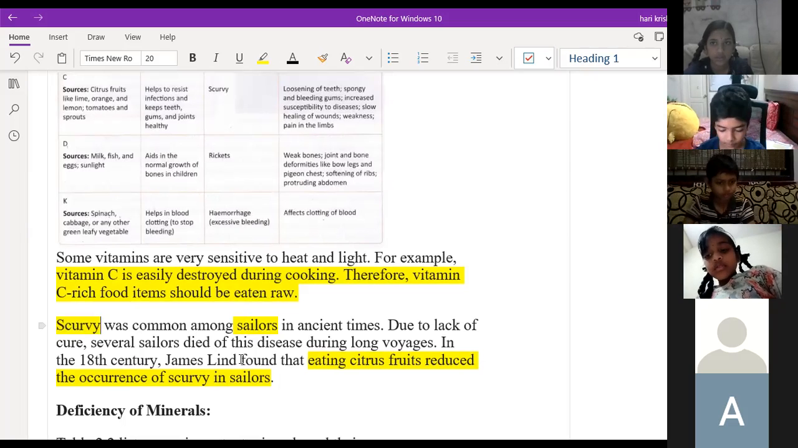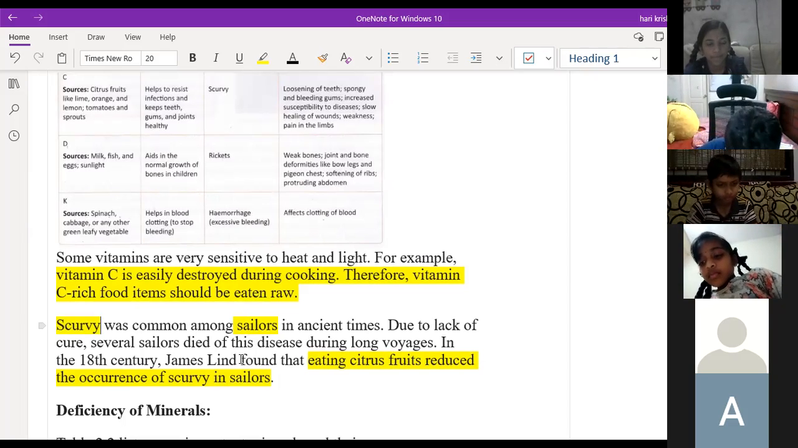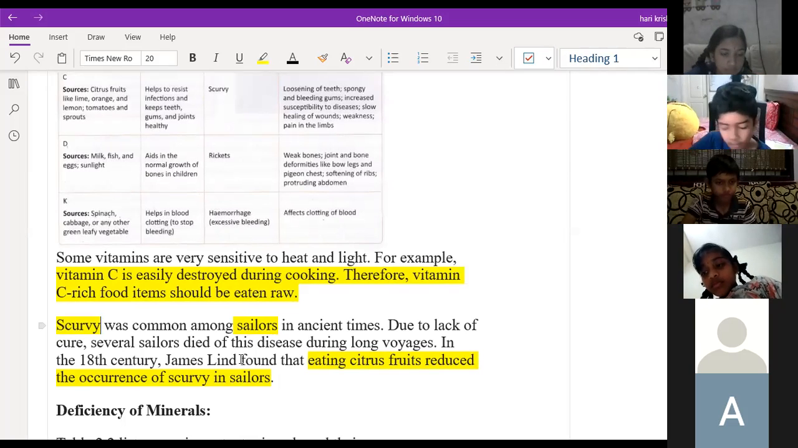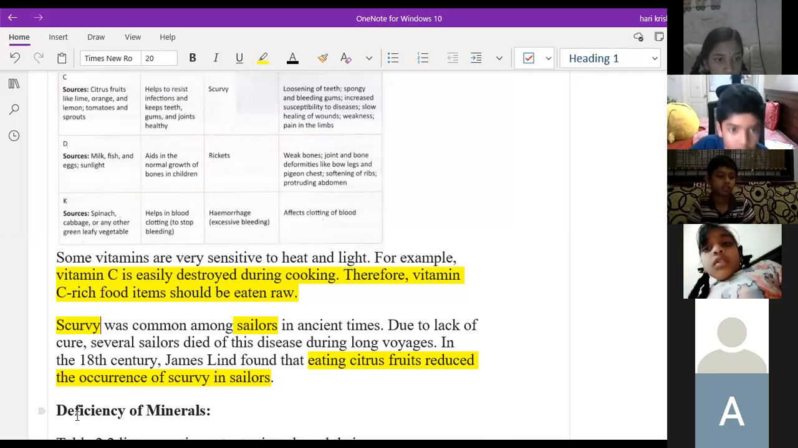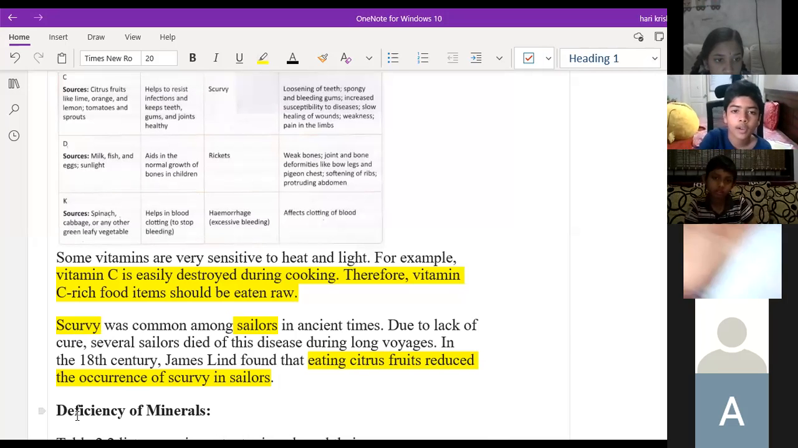Scurvy is the deficiency disease of vitamin C. The symptoms are weakness, bleeding gums, getting diseases easily, slow healing of wounds, loosening teeth, pain in the limbs, spongy and bleeding gums. This was the most common among the sailors in ancient times. Sailors means those who travel long distances for a long time in boats, right?